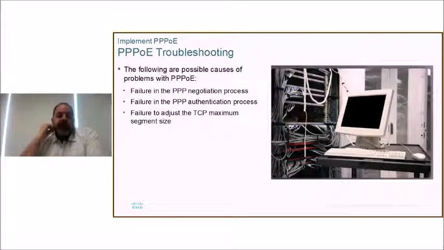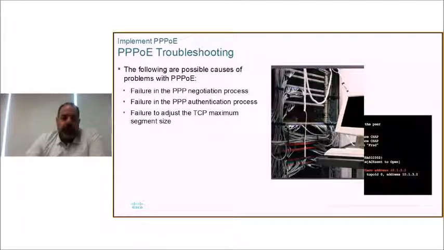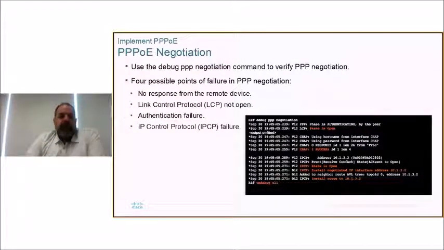So how do we troubleshoot it? Basically, the normal causes for problems are PPP negotiation, authentication processes that cause problems, or whether you haven't done that MTU command to actually trim the maximum transmission unit by 8 bytes. And so with debug PPP negotiation, you can actually see as it goes through, and I think this looks like a successful one. Yes, and so you can see that it's installed a route to that interface.